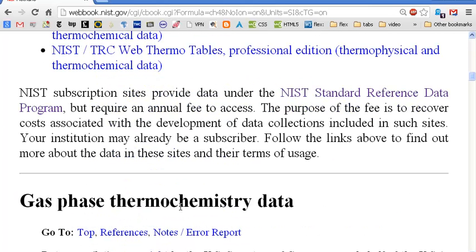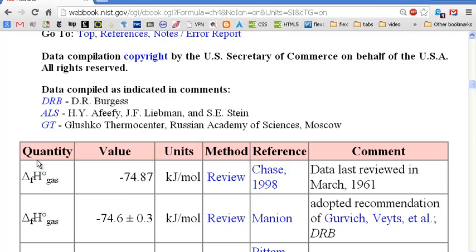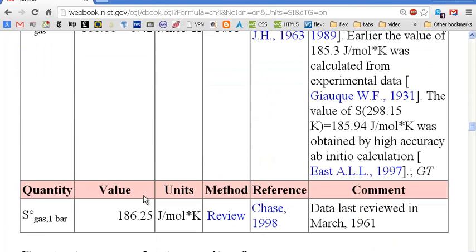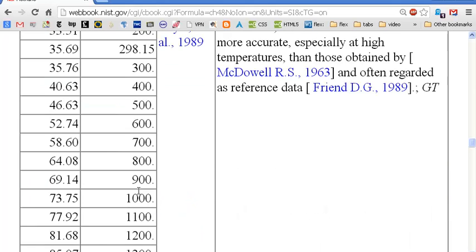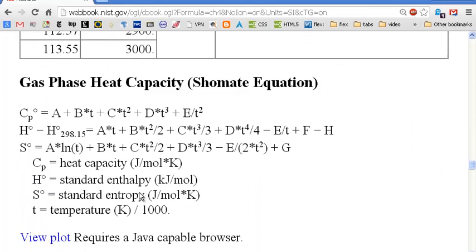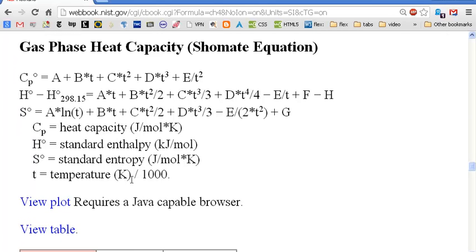So we just keep going down here. Oh, gas phase thermochemistry data. Keep going here. Oh, there's the standard enthalpy of formation of the gas. Various values here. What we want to find in here is the temperature dependence of heat capacity. So we'll go down here. Constant pressure, all this data. Look at that. Our tax dollars really were well spent, maybe. Here we go. Gas phase heat capacity data.